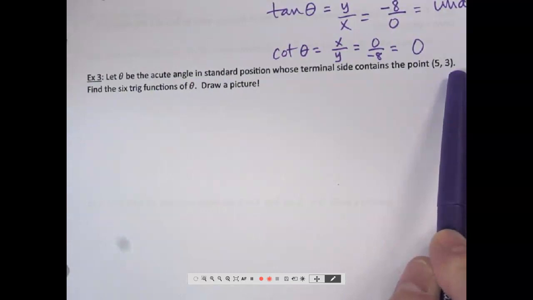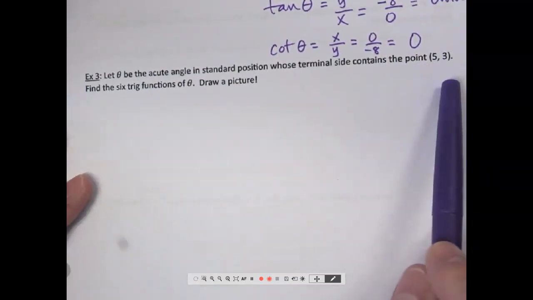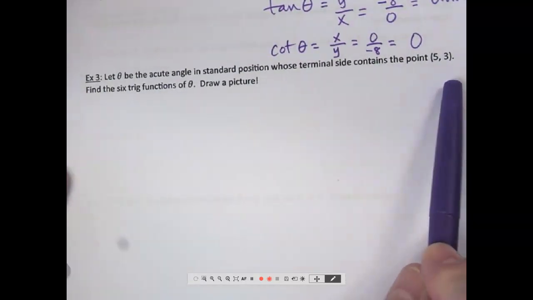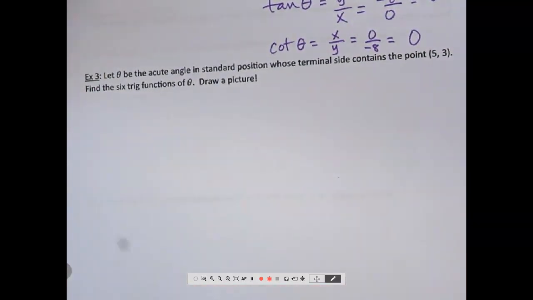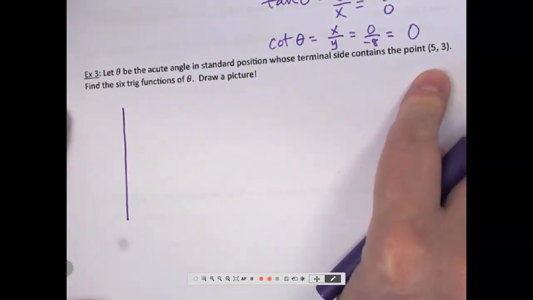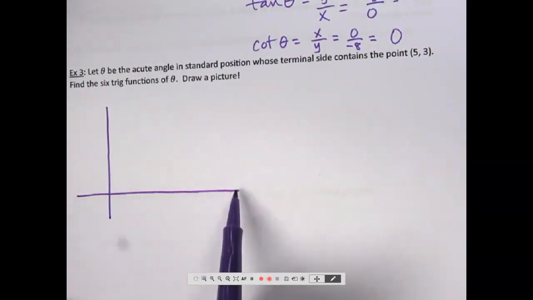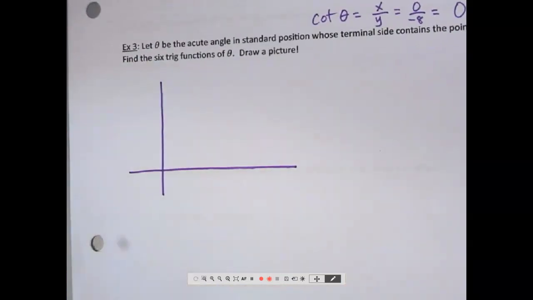Actually, I don't know if I went counterclockwise or not. It doesn't matter because it's telling me I'm stopping in the first quadrant, so it could have gone there clockwise. Find the 6 trig functions of theta. Let's draw a picture of what's going on. Which quadrant is this ordered pair in? 1. I'm going to focus my drawing on quadrant 1. I don't really need all 4 quadrants if the point's in the first quadrant.